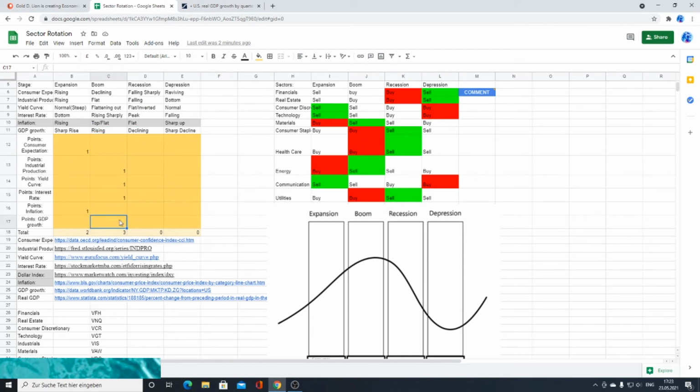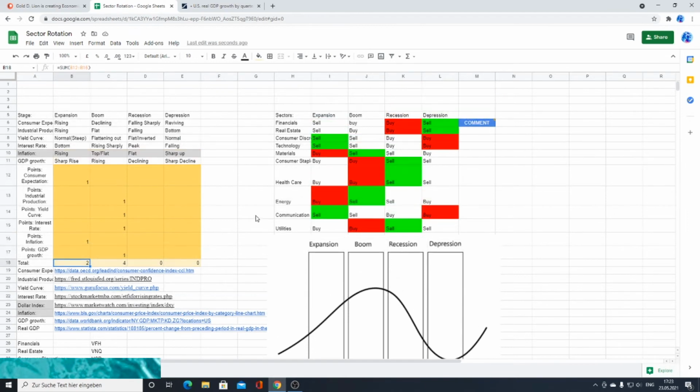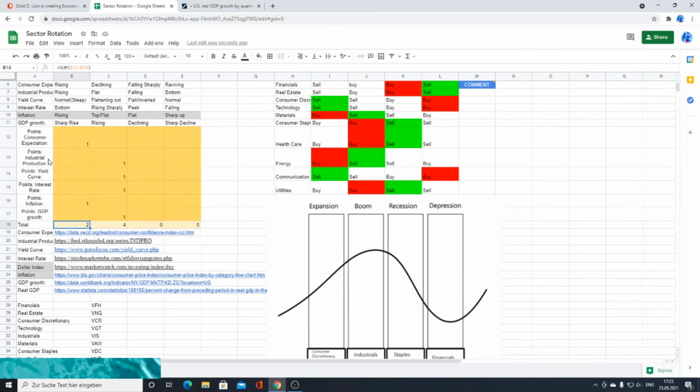So let's put another point up here for GDP. All right, so now we got the totals. We went through all the indicators. We went through all the points in the economy that make up this economic cycle. And based on the totals down here, we can see that we do have 2 points for an expansionary phase of the economy and twice as many points for a boom phase of the economy.